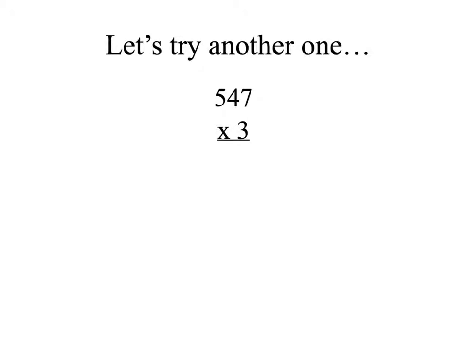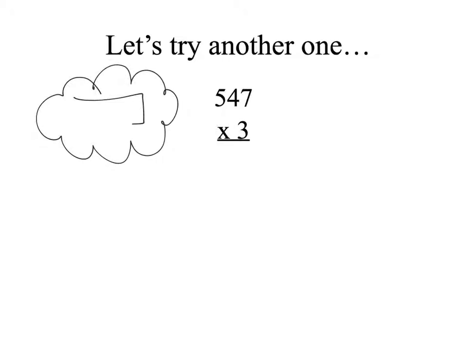547 times 3. So what I'm thinking now for this problem is I'm trying to picture that box in my head. So in my thought bubble, I'm going to draw my box. And 547 is going to be split up into 500 and 40 and 7, because 500 plus 40 plus 7 is how I get 547. And I know I need to multiply all of those numbers by 3 to get my answer. So I'm going to start with 500 times 3. 5 times 3 is 15, and since it's hundreds, it gets two zeros.